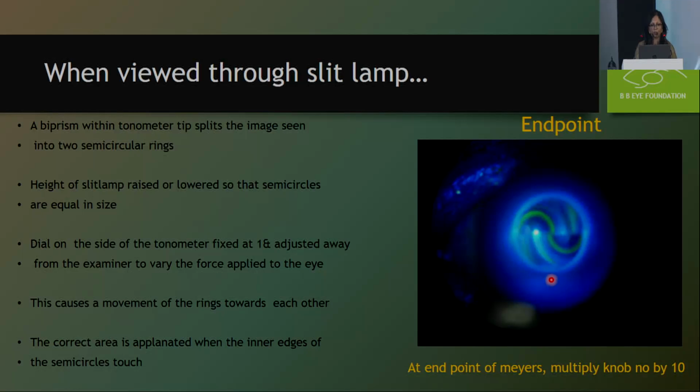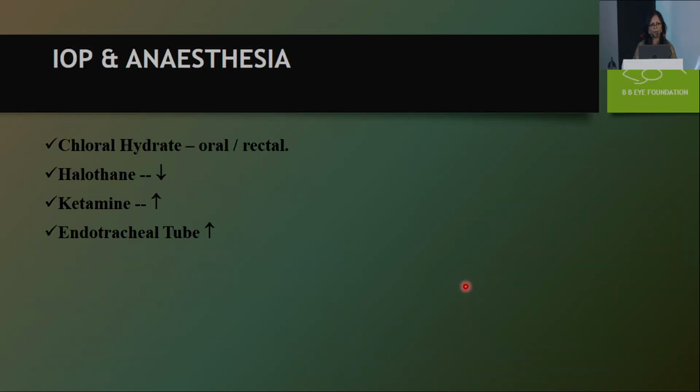This causes a movement of rings towards each other. These rings would be far apart when you're far away, and then there comes a point where the two rings meet. This is exactly the end point, where the inner edges of the two mires meet, and that reading you multiply by 10, and that gives you the intraocular pressure. The Goldmann applanation tonometer needs to be calibrated, and at least once a month at your clinic, you should calibrate it.